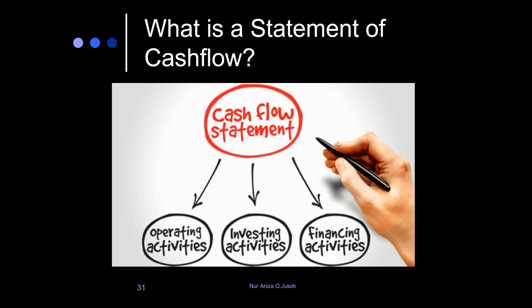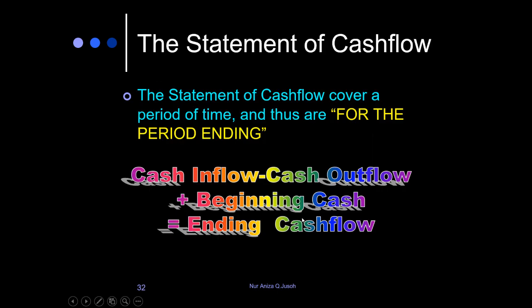Usually in the statement of cash flow, we will report the inflows and outflows based on three business activities: operating, investing, and also financing. When you do the statement of cash flow, you can see that under the operating activities there will be the outflows and inflows, and you will see the net balance after subtracting outflows from inflows for operating. And then for financing and also investing, it's the same method.